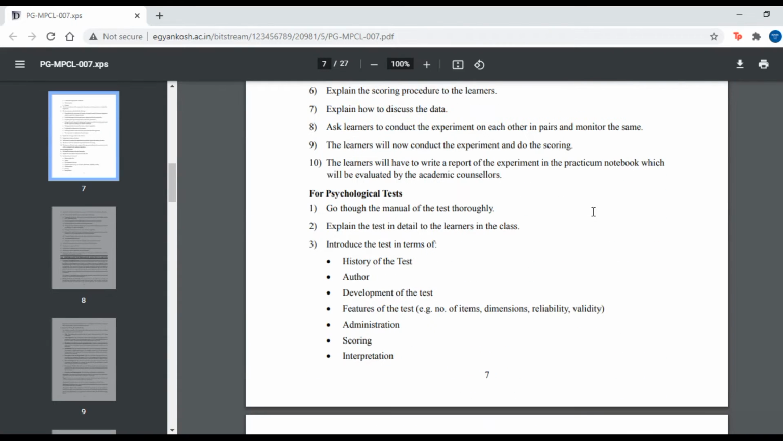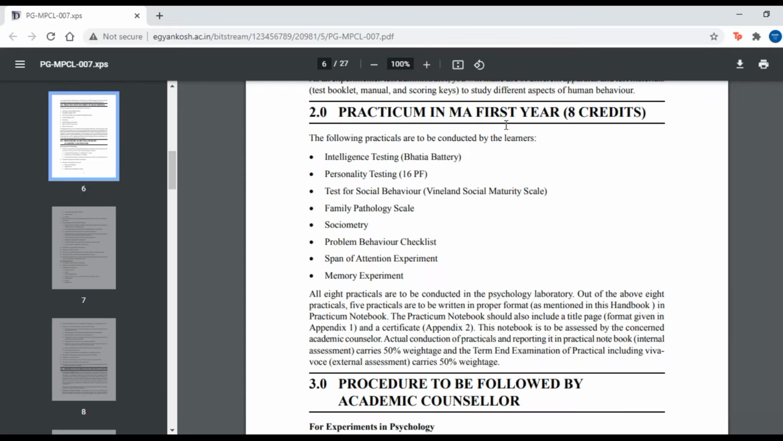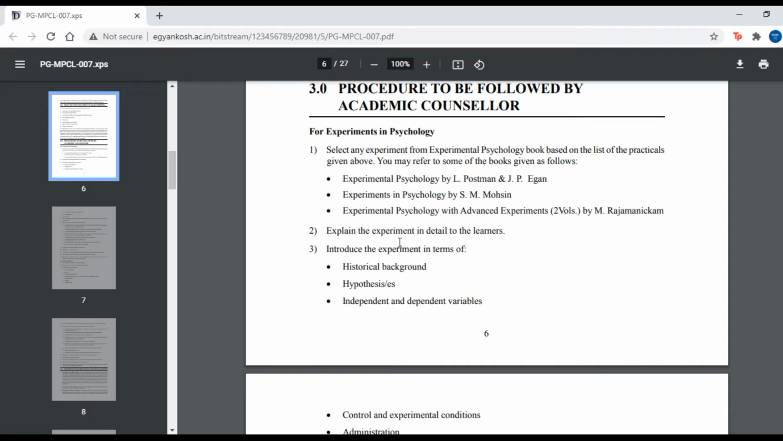Let us look at the practical handbook first. So, first thing, experiments are mentioned over here. There are 8 experiments. So your study center may select all 8 just to explain, or they will conduct any 5 of them, and on those basis only the exam will be conducted.